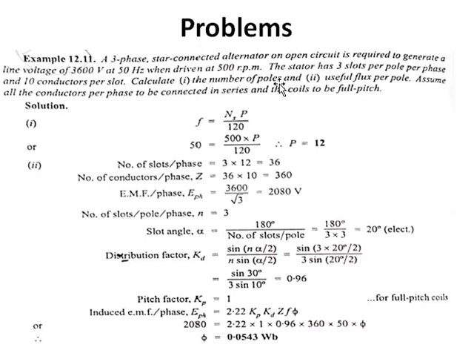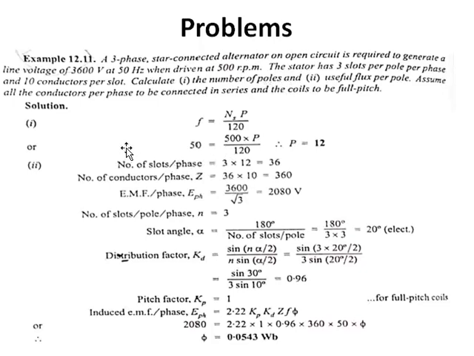Calculate the number of poles and useful flux per pole. Assume all the conductors per phase to be connected in series and coils to be full pitch. When they say coils to be full pitch, that means Kp is equal to 1. Now the first thing we have to calculate is the number of poles.